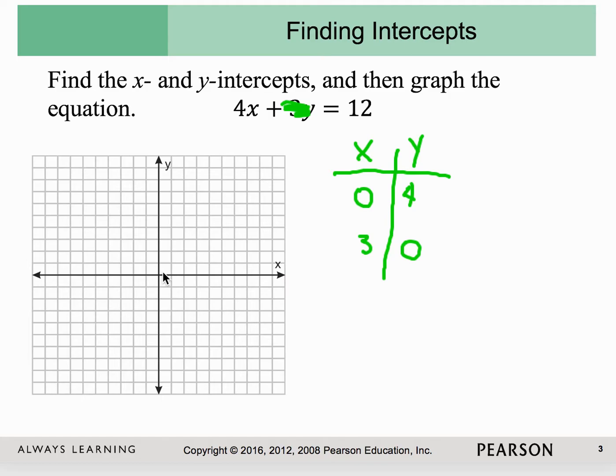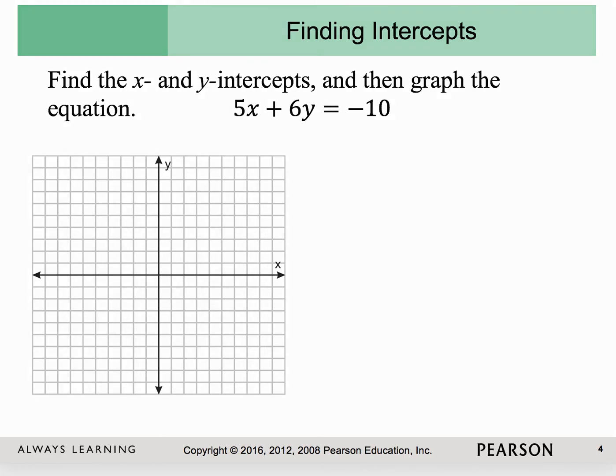So here's the point 0, 4. Here's the point 3, 0. You draw a line, hopefully straight, that goes through them. Put arrows on both ends, and that's what your solution looks like. We just solved this equation, right? It's the combination of x's and y's that fall on that line.